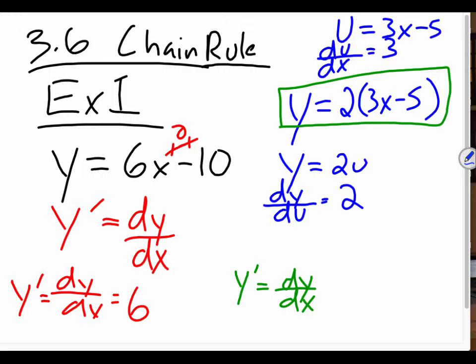Well, I got dy du, du dx, but what do I really want? I want y prime of this bad boy, which is dy dx. So what if I took dy du and multiplied that by du dx? The du's cancel, and what do I get? dy over dx. Or you could have just started with dy over dx. Well, you couldn't have, actually.